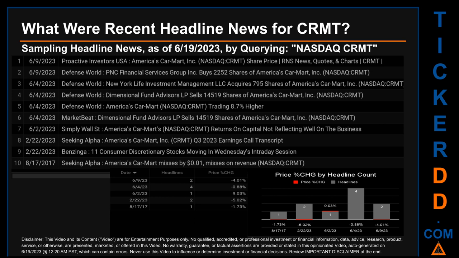Friday, June 2, 2023 was the day with the highest percentage change in price when we compare opening versus closing price for the ticker. The day saw a jump of 9.03% when CRMT opened trading at $81.58 and closed at $88.95. There was one found headline when Simply Wall Street published the headline that read, America's Car Mart's returns on capital not reflecting well on the business.